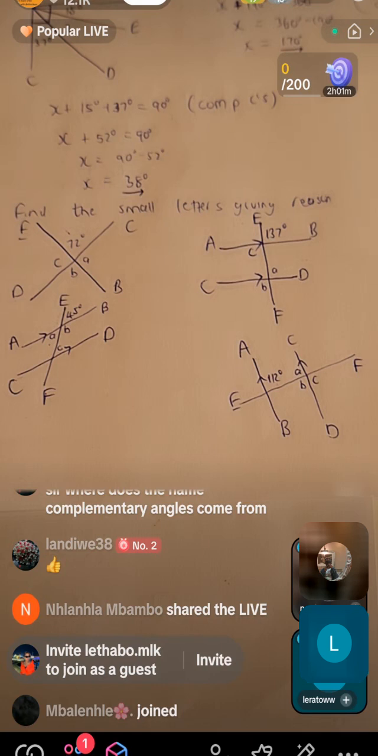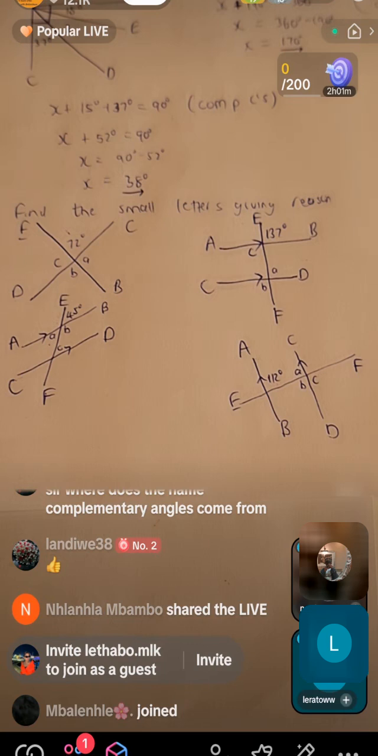Okay, nice. Just repeat that again. You said A plus 112 is equal to 180. Then my reason is co-interior angles. Then A is equal to 180 minus 112. Then my A is equal to 68 degrees. When you wrote your reason, did you say co-interior angles, and then did you state the lines that are parallel? Yes, I did. That's very important. Okay.